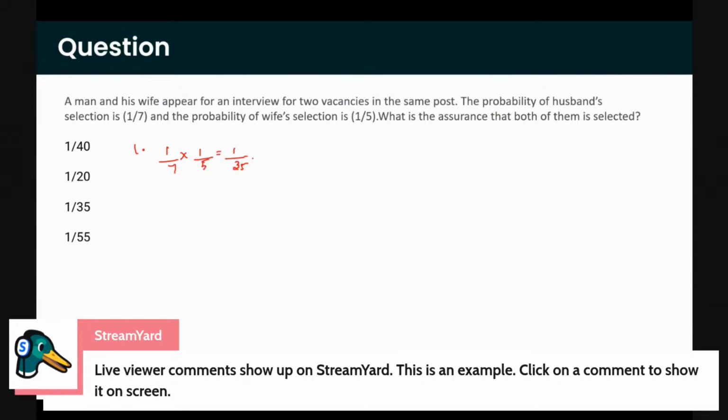This is the answer, guys. This is very, very simple. We are just assuming both the events are independent events, and then we are just multiplying. That's it. Okay, I'll move to the next problem.